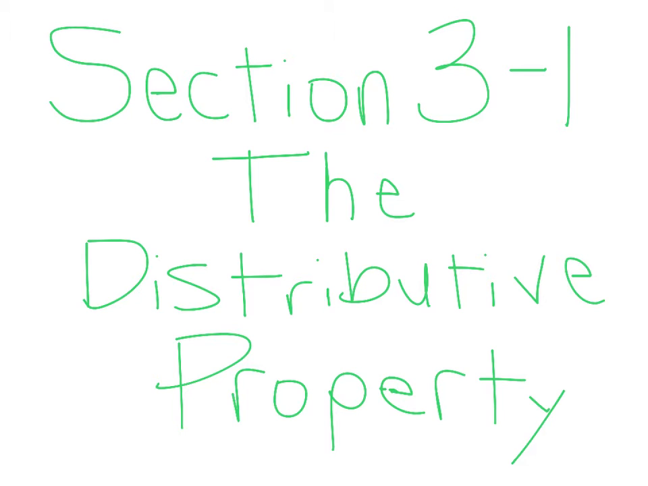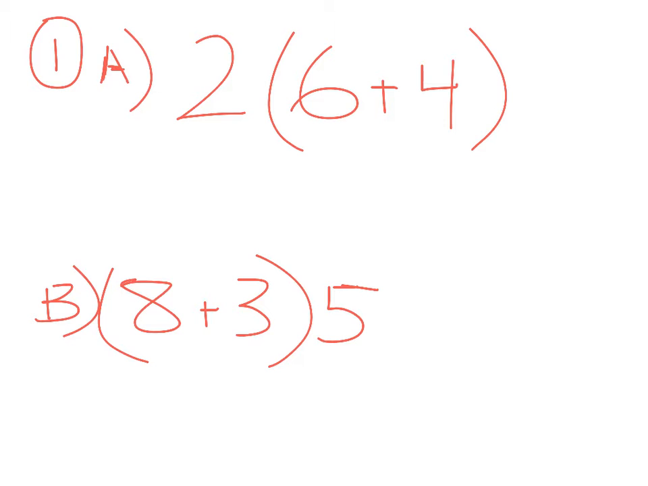So this is section 3-1, the distributive property. And example 1 is here on page 125. We're talking about the distributive property, and this combines adding, subtracting with multiplication.